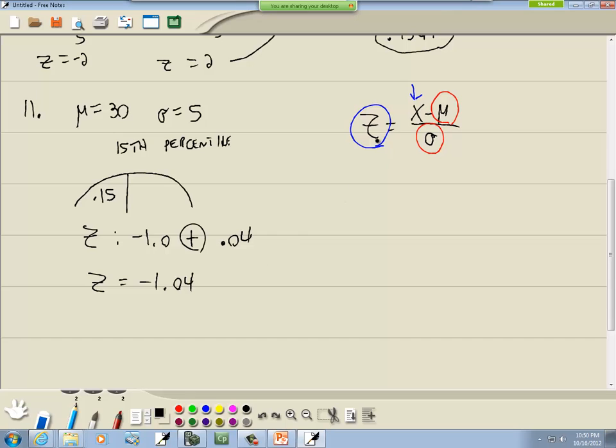Okay, so now we know our z-score. So let's go to our formula. We got z is equal to x minus mu over sigma. Okay, so we'll plug in negative 1.04 for the z. X we don't know, minus mu, which is 30, over sigma, which is 5. Now we can multiply both sides by 5.